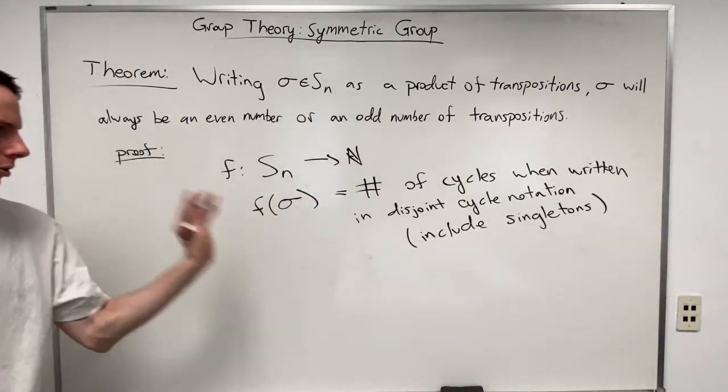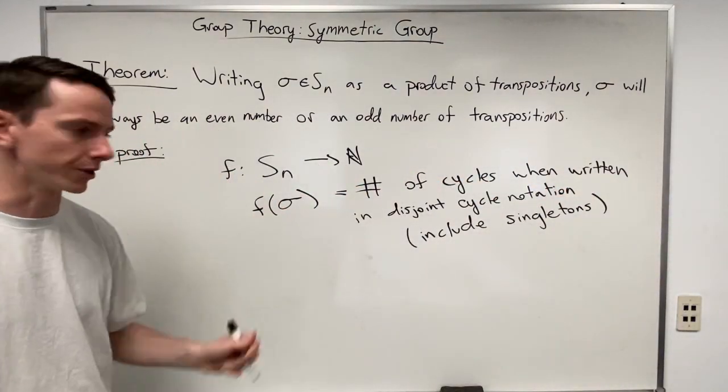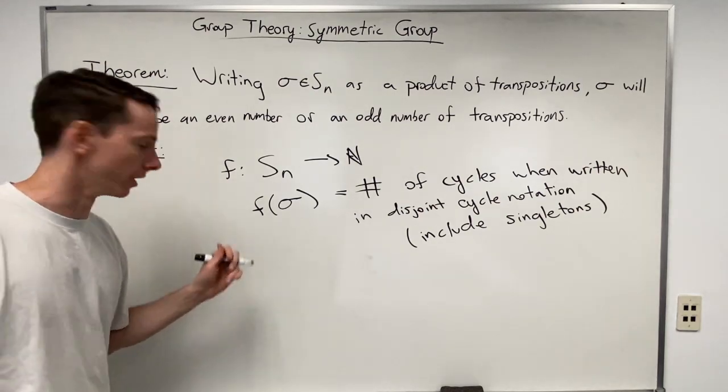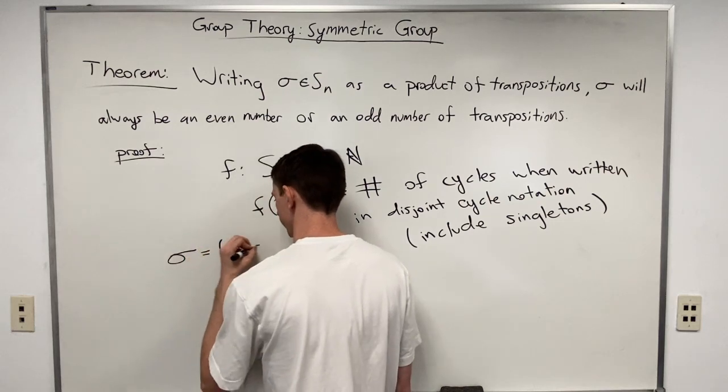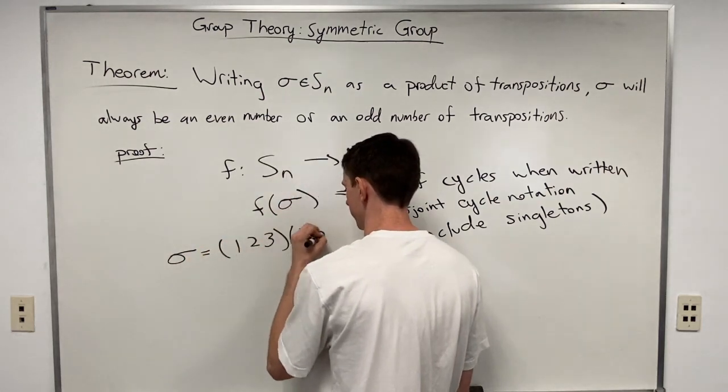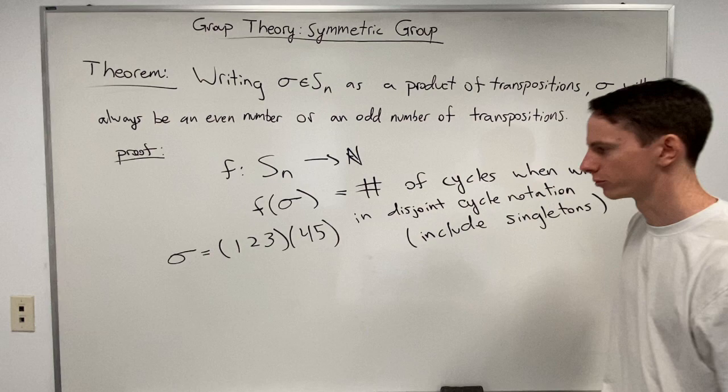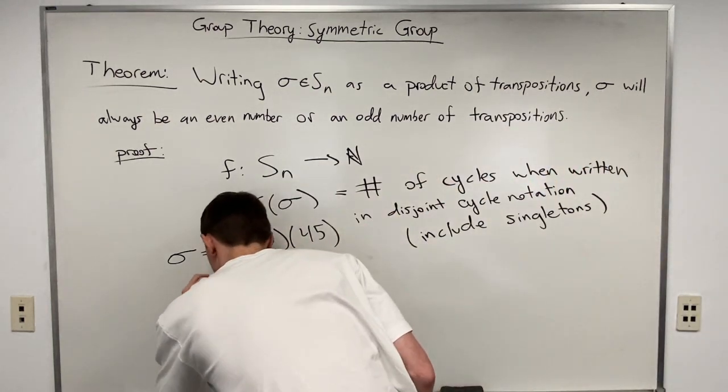Okay. So let's go through an example really quickly to make sure we understand what this function f does. Let's say that sigma is this good old (1 2 3 4 5) cycle that we've been working with, and we want to compute f of sigma.